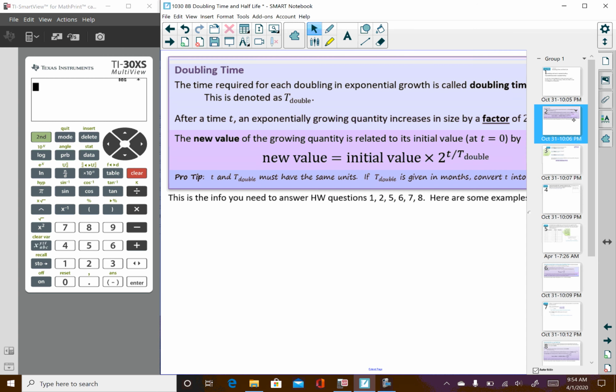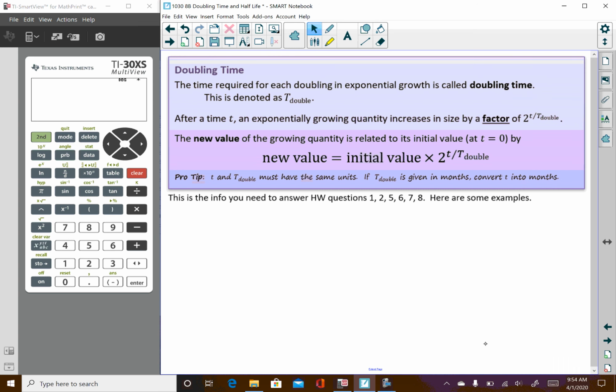All right, so first, doubling time. The time required for each doubling in exponential growth is called the doubling time. And this is denoted as a capital T with a subscript of double. So it's written like this. After time t, you can figure out the growth factor by calculating 2 to the power of the amount of time divided by the doubling time. So that is like a fraction power.